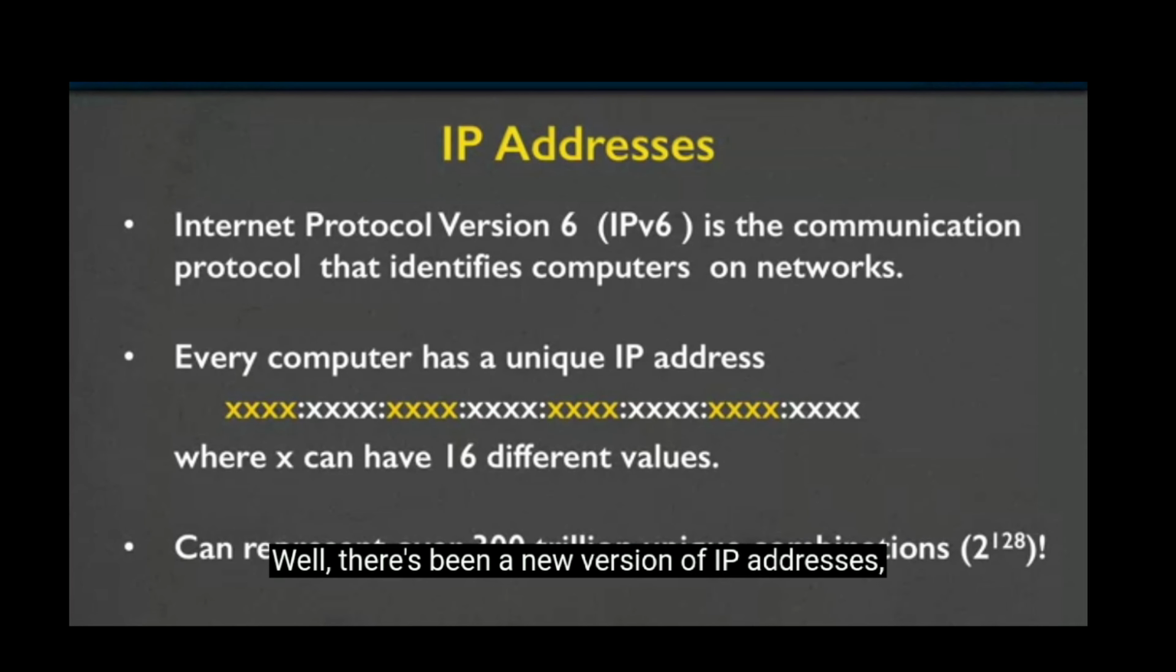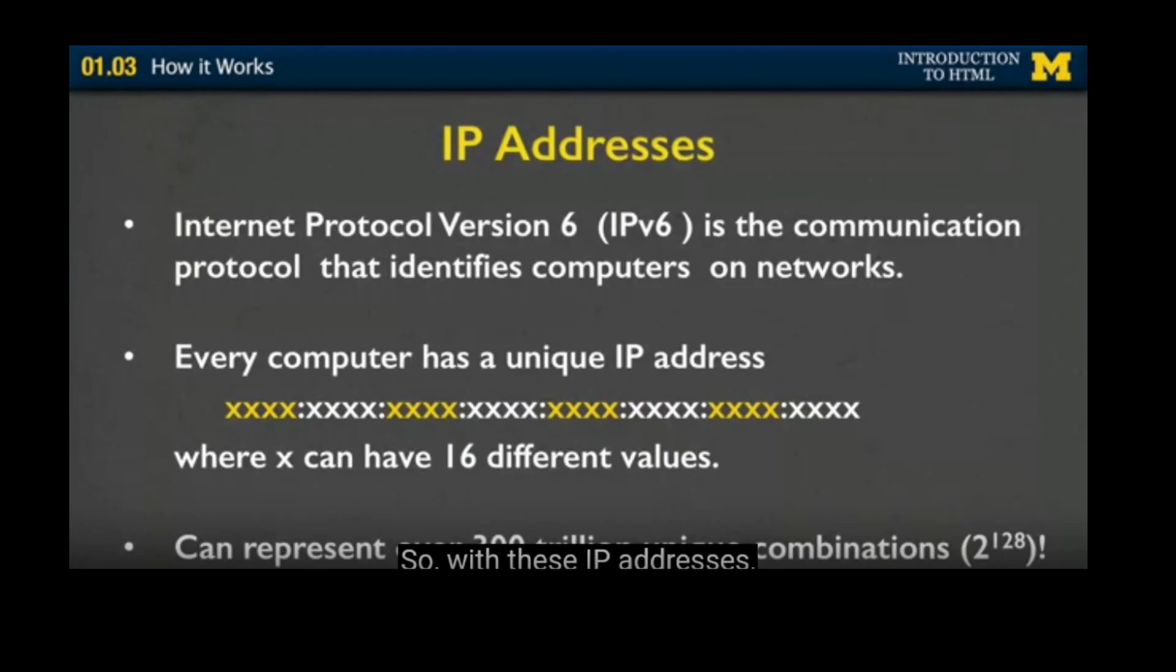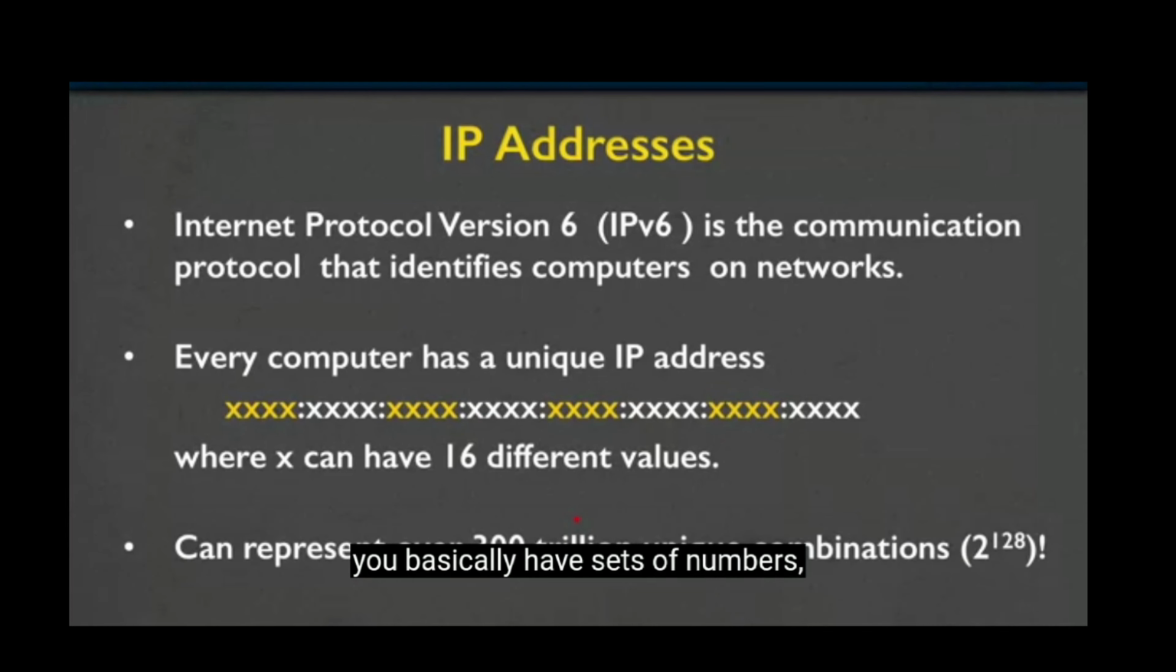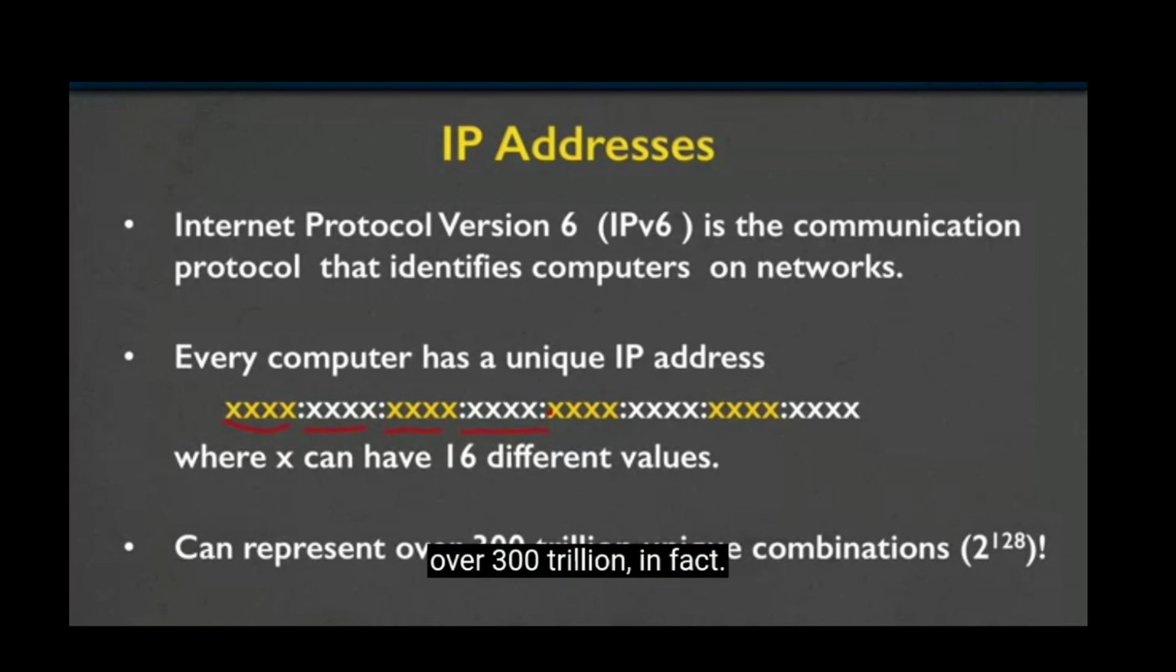Well, there's been a new version of IP addresses because every single client needs their own address. And if you think of how many people have laptops and smartphones, we need a lot. You basically have sets of numbers, you have these different sets right here, where each X can represent one of 16 different values. So you can see we have a lot of options, over 300 trillion, in fact.